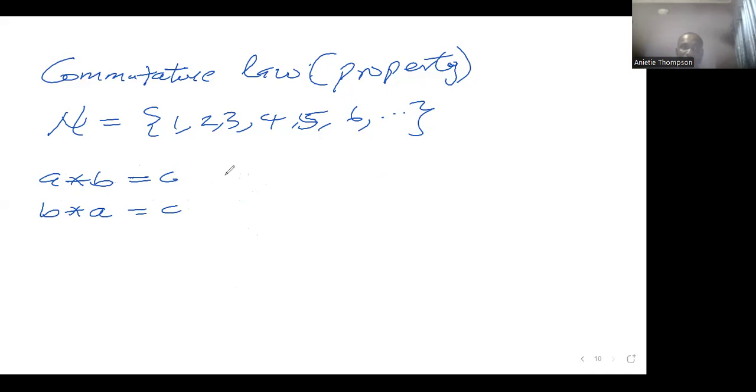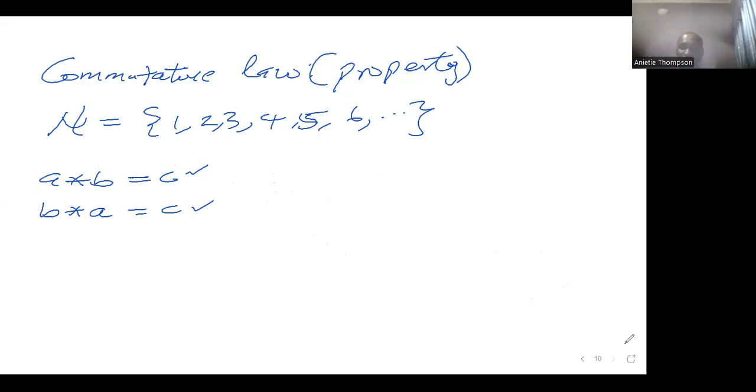or it is commutative. If after changing the position of the elements, they don't generate the same element or the same results, then we say that it is not commutative. I really want you to take note of that.